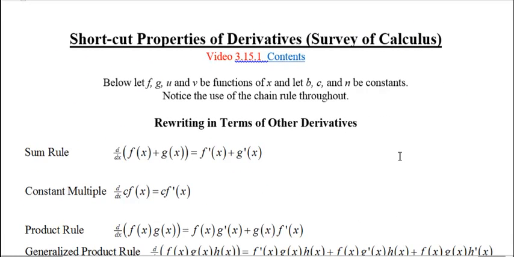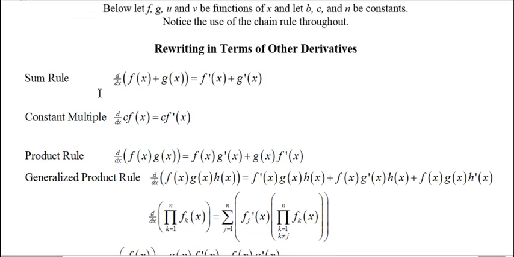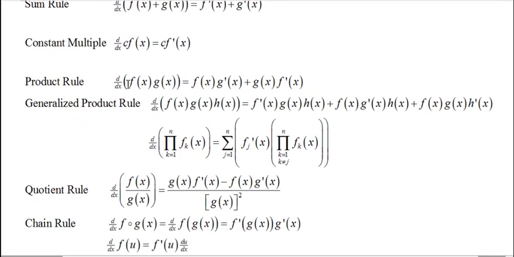These are the rules that we use in a calculus class that does not have a trigonometry prerequisite, like a survey of calculus class. So below, f, g, u, and v are functions of x, and b, c, and n are constants. The derivative of a sum is the sum of the derivatives: the derivative of f of x plus g of x is f prime plus g prime. The derivative of a constant times a function is a constant times the derivative of the function. The derivative of a product of two functions, f times g, is f times g prime plus g times f prime.